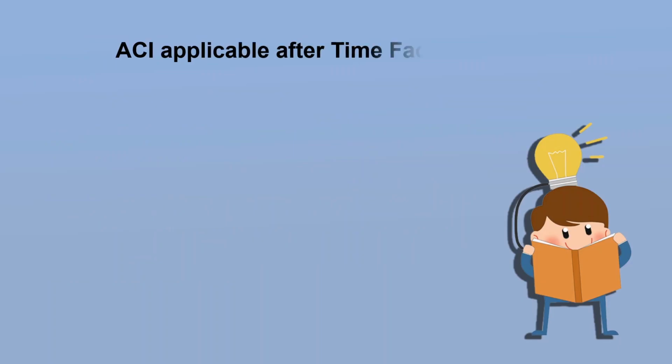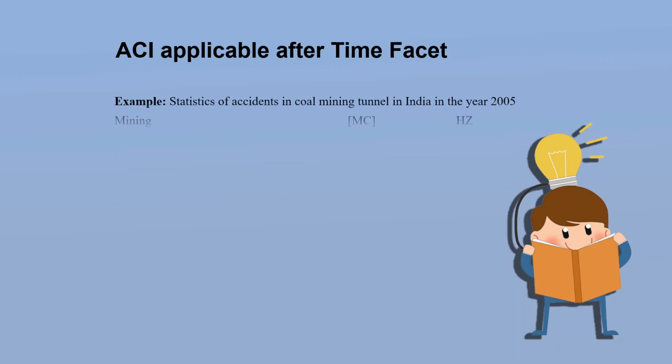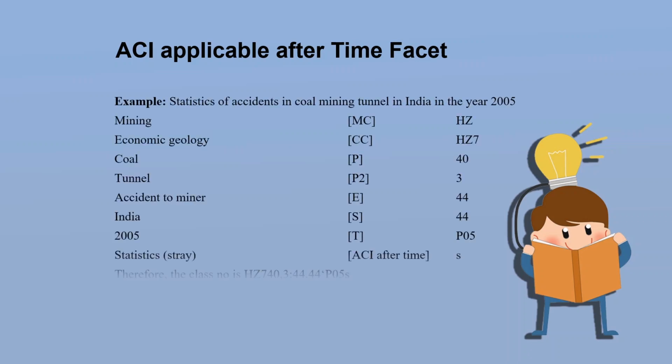Here is an example. Statistics of accidents in coal mining tunnel in India in the year 2005. It is not a periodical or regular statistics. Rather, it is a statistical report based on a particular study. So, here the main class is mining and the canonical class is economic geology.